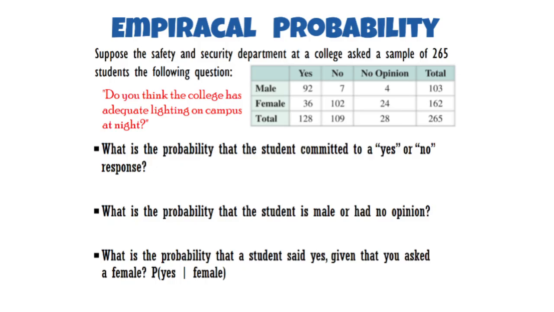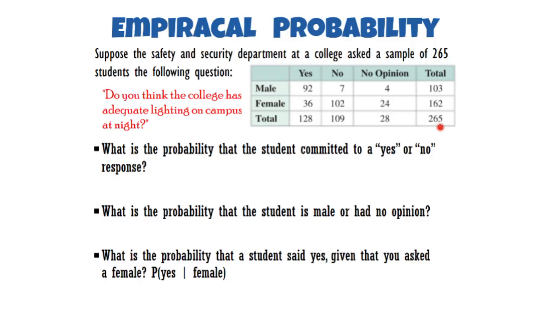Okay, so yeses are right here. 120 people said yes, 109 said no, but 28 of them had no opinion. And so our total number of students asked is this bottom corner right here. That's the sum of those. It's the sum this direction. There were 265 students asked.